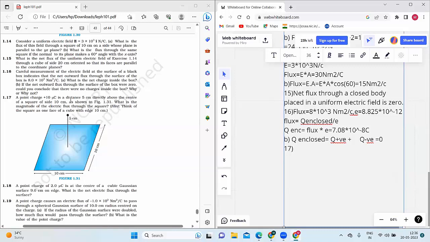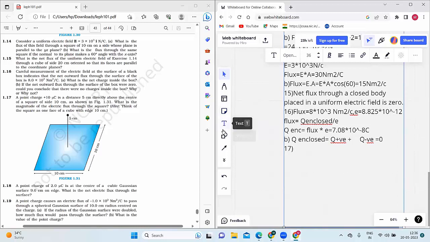A point charge of 10 microcoulomb is at a distance of 5 centimeters directly above the center of a square of size 10 centimeters, as shown in the figure. What is the magnitude of electric flux through the square? For finding the flux linked with this square due to the charge present at a distance of 5 centimeters, let's symmetrically assume another face at a distance of 5 centimeters above the charge. The charge will be symmetrically between the two faces.